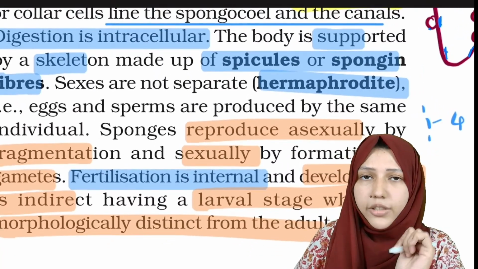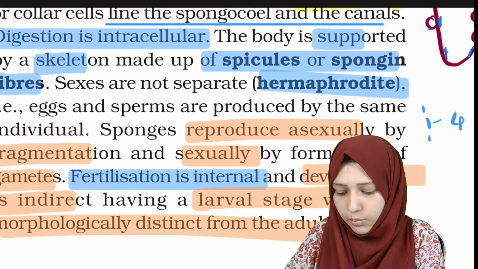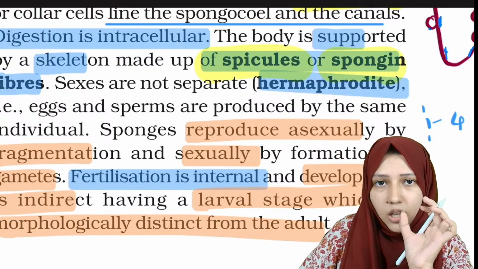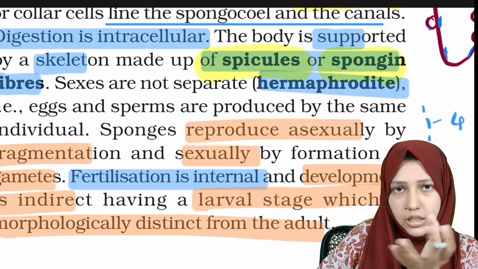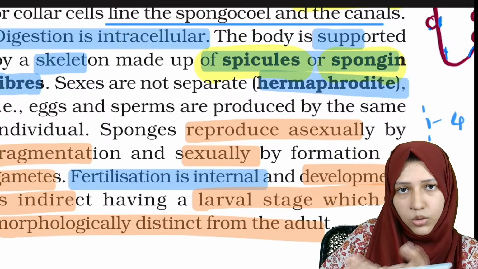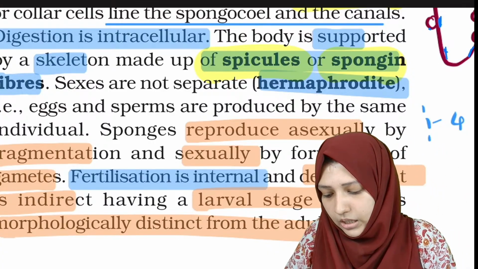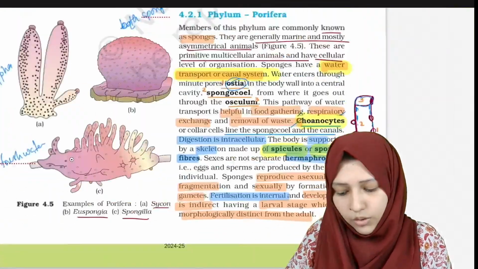And the body is also supported by spicules and spongin. The body is also supported by a skeleton which is made up of spicules and spongin. Sponge is a part of phylum Porifera. So, spicules and spongin. Okay. Rest all we have discussed.